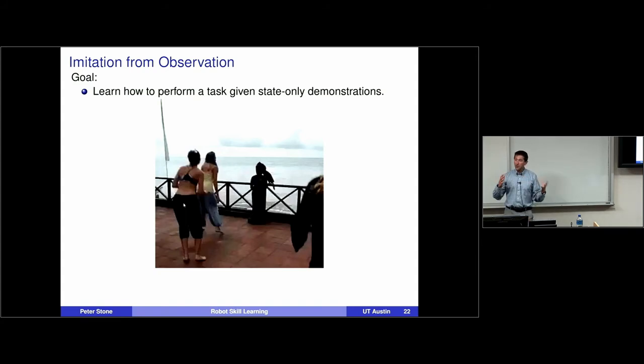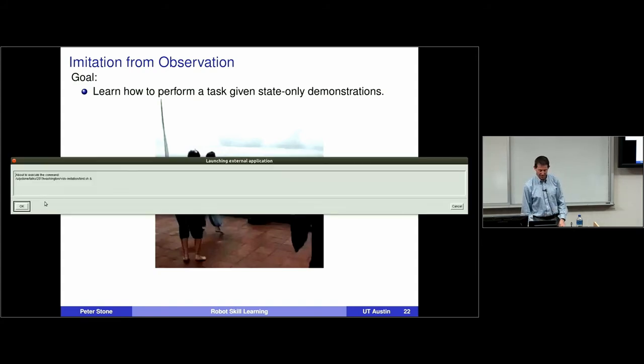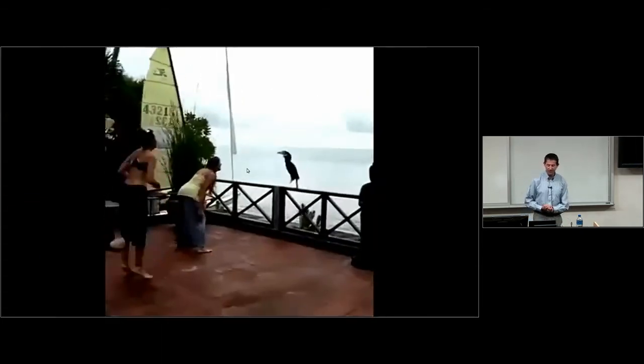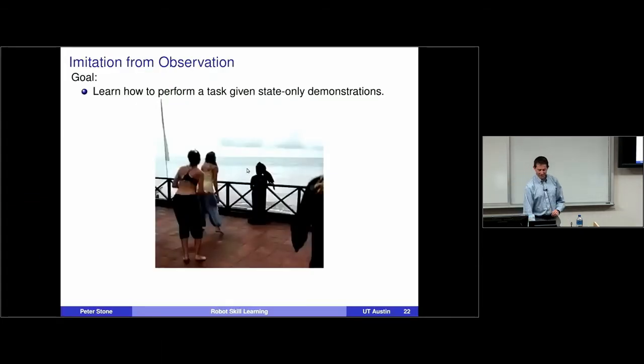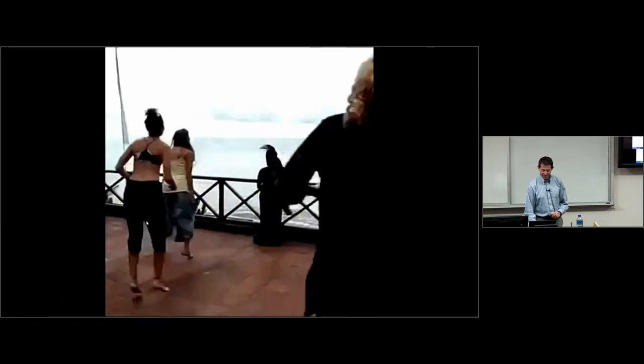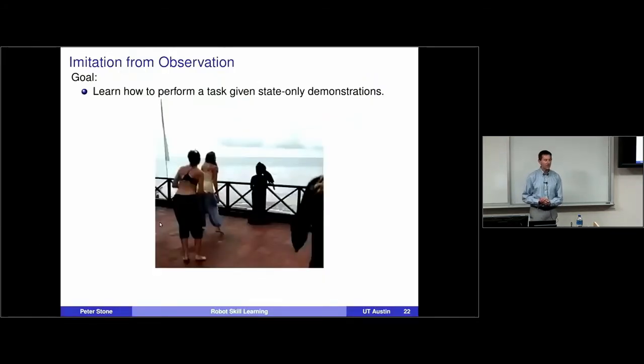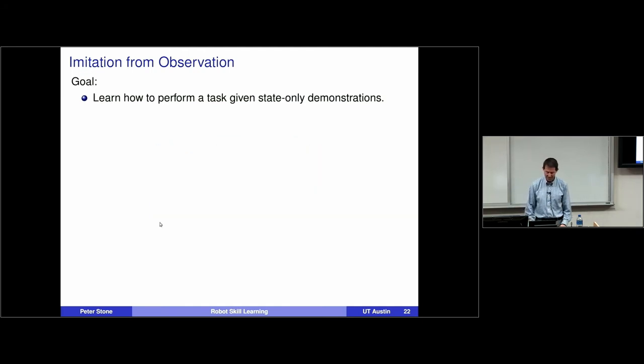So our goal here is imitation from observation, learning how to perform a task given state-only demonstrations, as perhaps this bird is doing right here. Actually, people have told me that it's not clear that the bird is copying the people. It might be the people copying the bird, but either way, there's some imitation going on here with just seeing the states that the other agents are going through. You don't know what actions the bird is sending to its joints, or the bird doesn't know what actions are being sent to the person.